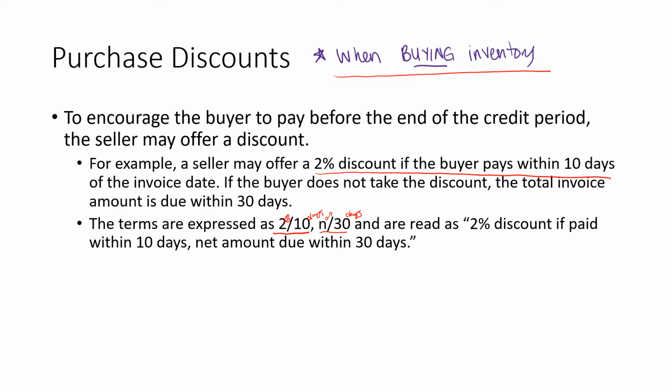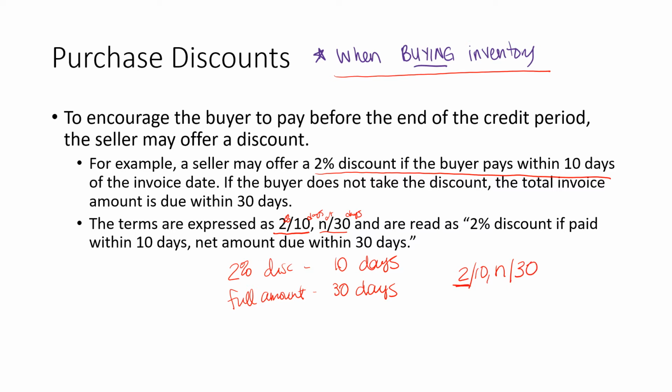So what that means is that the buyer can get a 2% discount if they pay within 10 days of the invoice date. Otherwise, they have to pay the full amount, and that's due within 30 days. But we pronounce it 2/10 net 30.